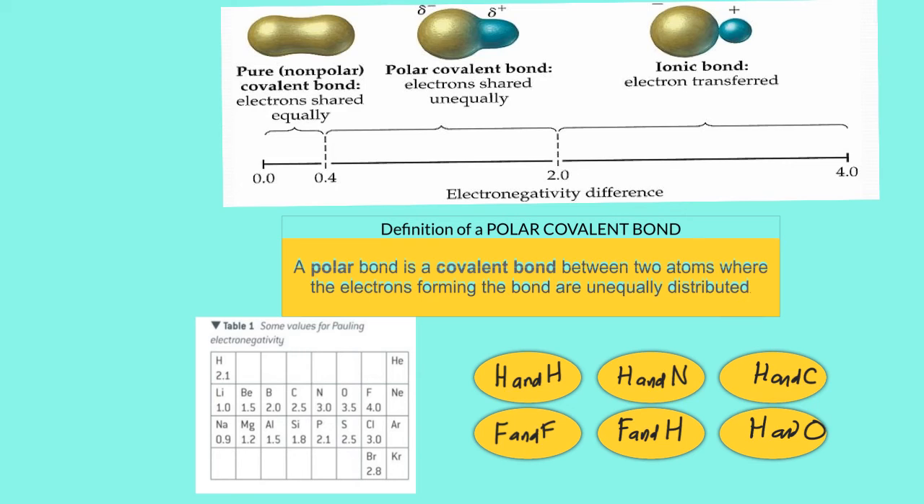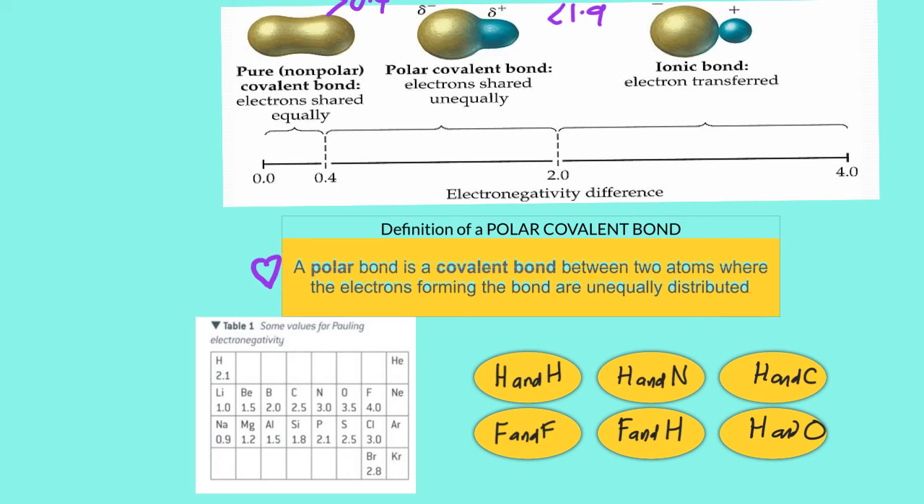And this is when you have a difference in electronegativity which is in fact less than 1.9, so it's not ionic, but it's greater than 0.4. So there's the definition again. Make sure you learn this off by heart.